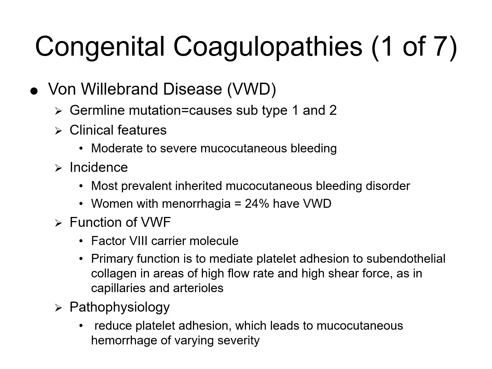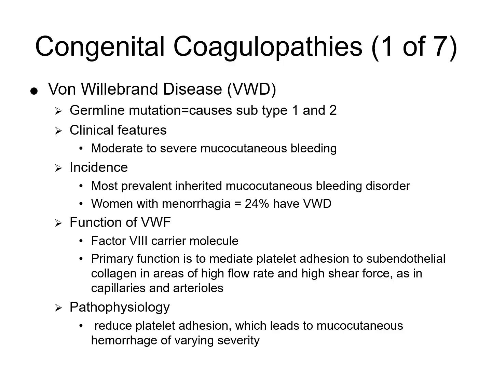Type 2 has qualitative defects in von Willebrand factor function. And type 3 is a virtually complete absence of von Willebrand factor. This one is pretty rare, but it is the most severe. For clinical features of von Willebrand's disease, it's really moderate to severe mucocutaneous bleeding. They'll also have other common presentations like easy bruising, nosebleeds, heavy menstrual bleeding, and bleeding after dental procedures or other minor injuries. They can have deep tissue or joint bleeding. This is rare and usually only seen in type 3 or cases with concurrent factor 8 deficiency.